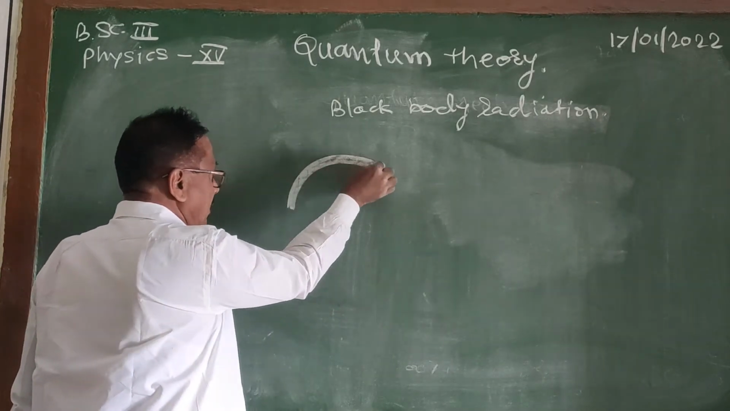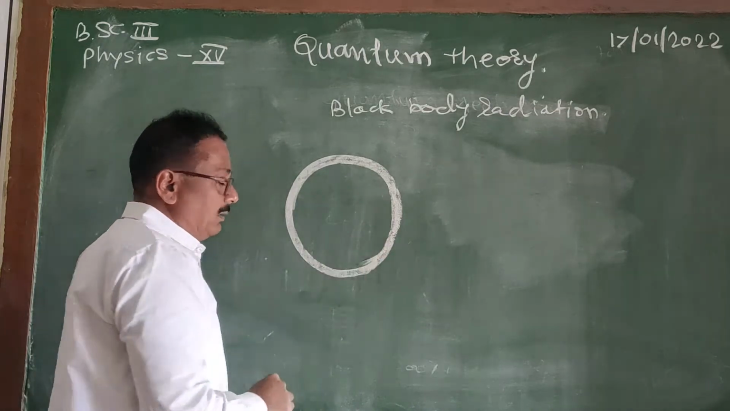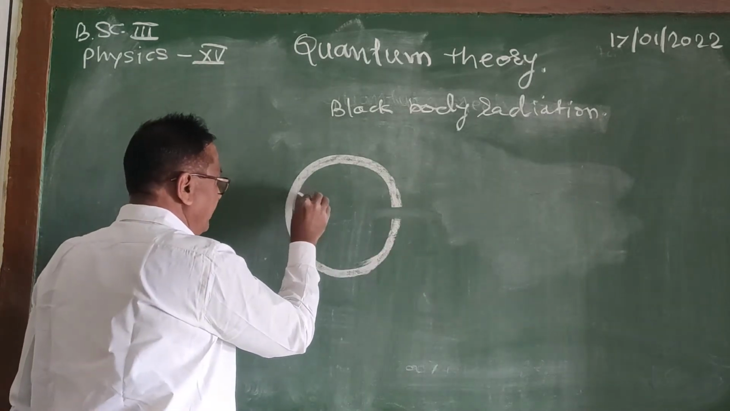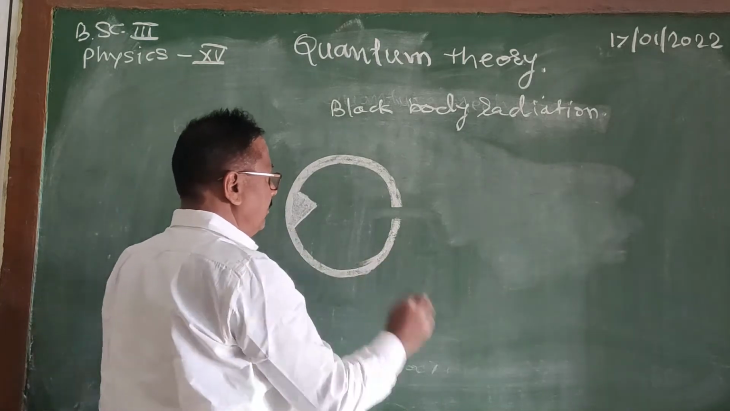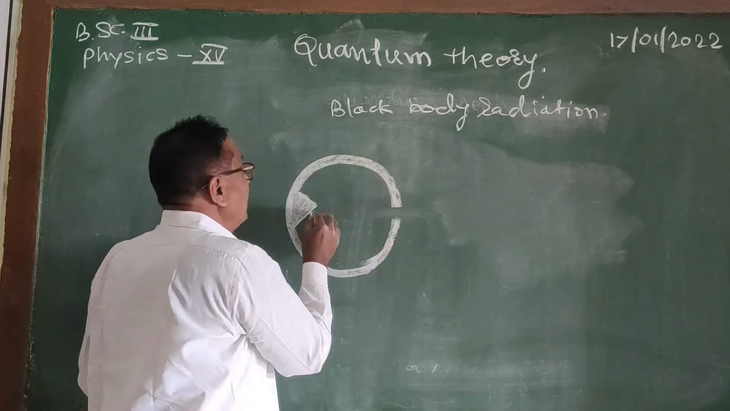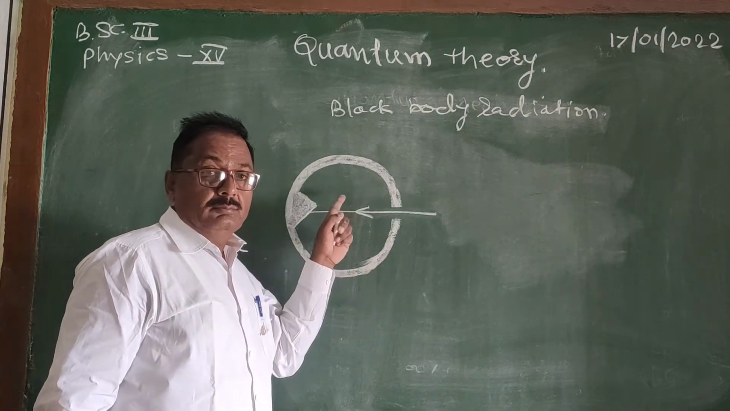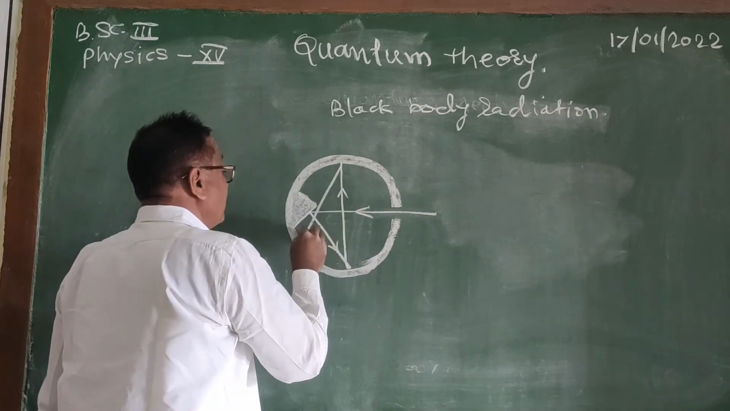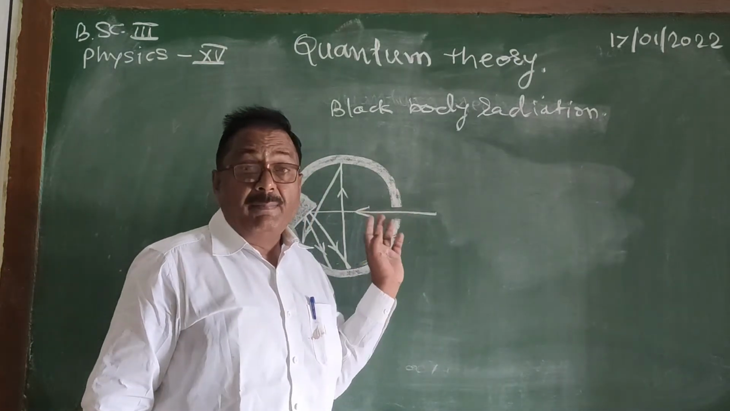Black body is formed by using a double wall cylinder here, and on one side there must be the opening, and exactly opposite to the opening there must be a conical shape, and the inner side of this cylinder is coated with lamp black. Due to that lamp black, when the light is incident inside this body, there will be multiple reflections, and after certain reflections, all the light will be absorbed.